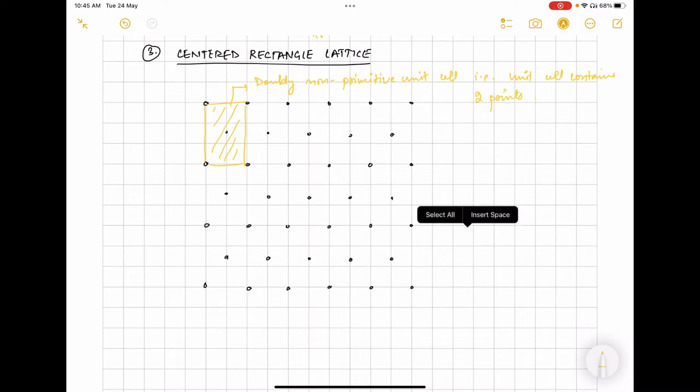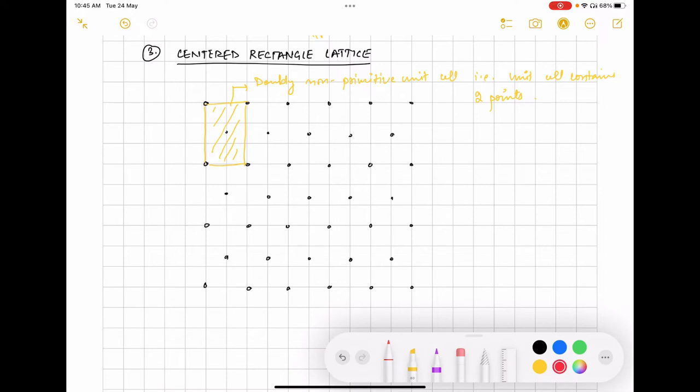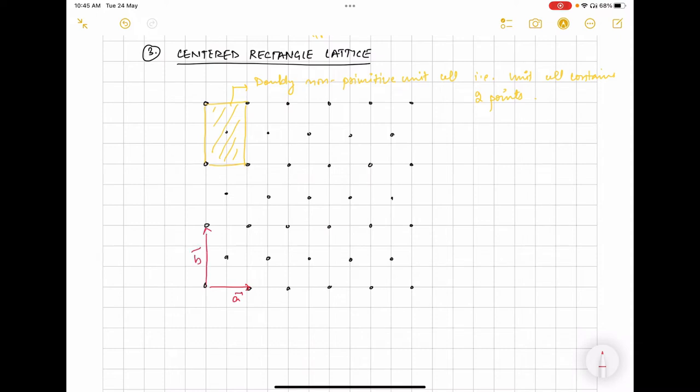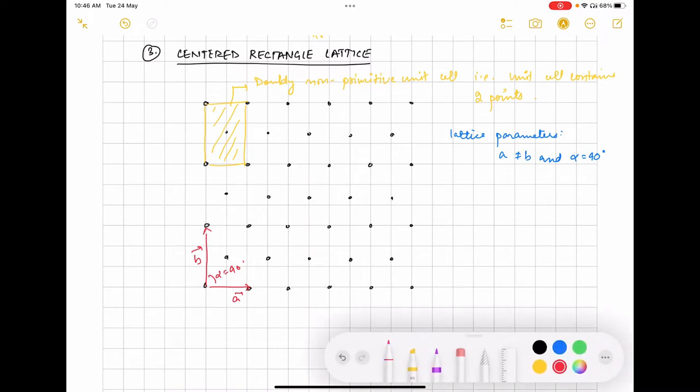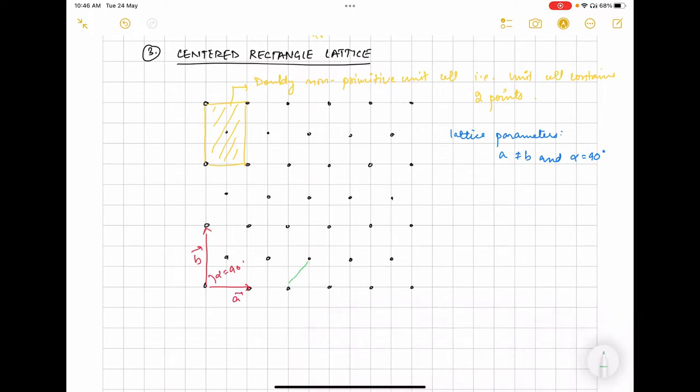Alright. Now, what are the basis vectors? This A vector and the B vector. And alpha is still 90. So the lattice parameters become A not equal to B and alpha equals 90 degrees. But in this case, the shortest lattice translation vector is this, which is given by (A vector plus B vector) by 2. This is the shortest lattice translation vector.